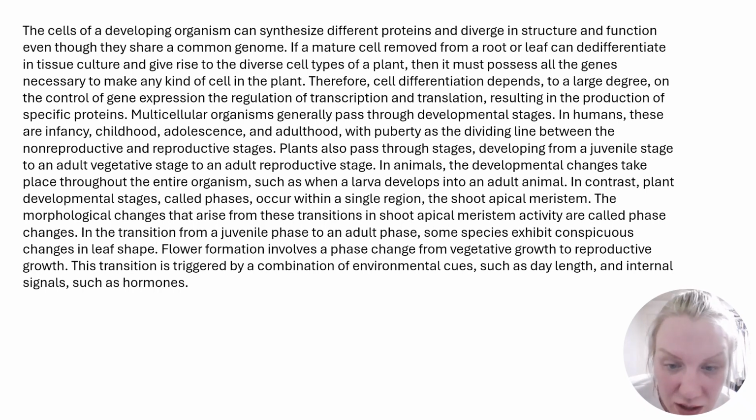Plants also pass through these stages, developing from a juvenile stage to an adult vegetative stage to an adult reproductive stage. In animals, the developmental changes take place throughout the entire organism, such as when a larva develops into the adult animal. In contrast, plant developmental stages called phases occur within a single region, the shoot apical meristem. The morphological changes that arise from these transitions in the shoot apical meristem are called phase changes.